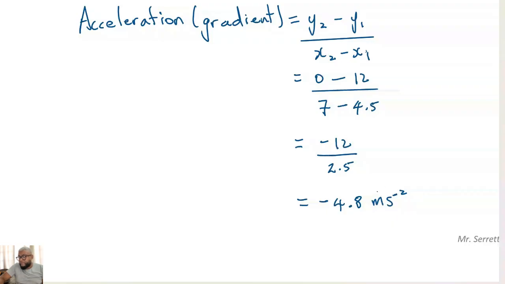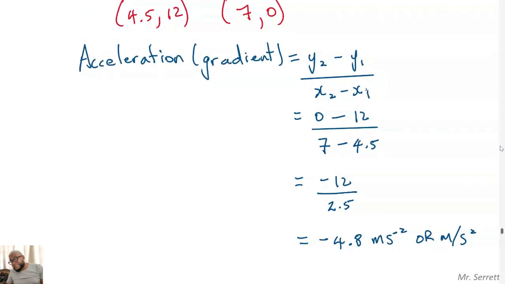That's my measure for acceleration. Or you could just put meters per second squared. Anyhow you want to write it. So this here, because it is negative, it is a deceleration. Thank you. Let's go.